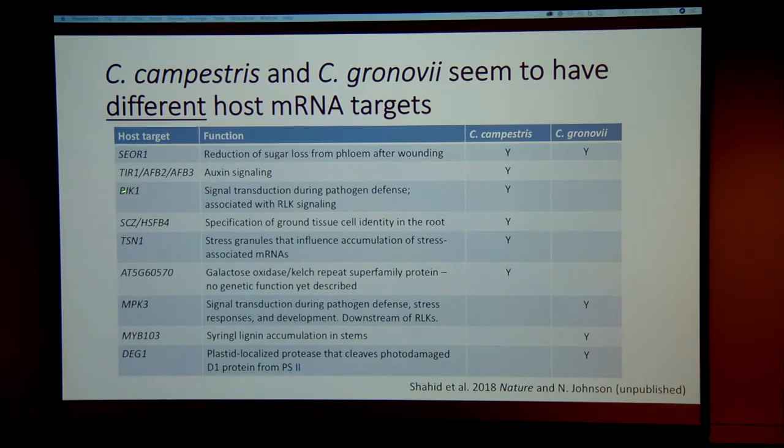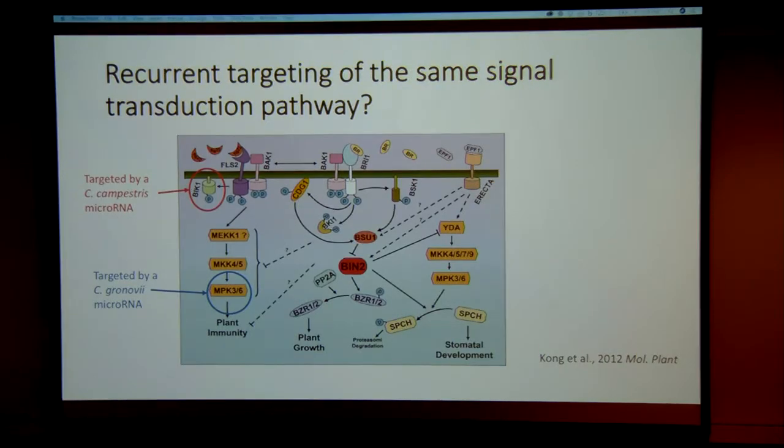But if you know these genes, BIC1 is a signal transduction gene during pathogen defense. MAP kinase 3 is a signal transduction gene within pathogen defense. And actually, they're in the same pathway. This is not my work. This is from people who spent a long time looking at these signal transduction pathways. BIC1 is this receptor-like cytoplasmic kinase. And one of the things that it does is funnel down through this MAP kinase cascade to target these nuclear genes in pathogenesis. And indeed, MAPK3 is targeted by Cuscuta granovii microRNA.